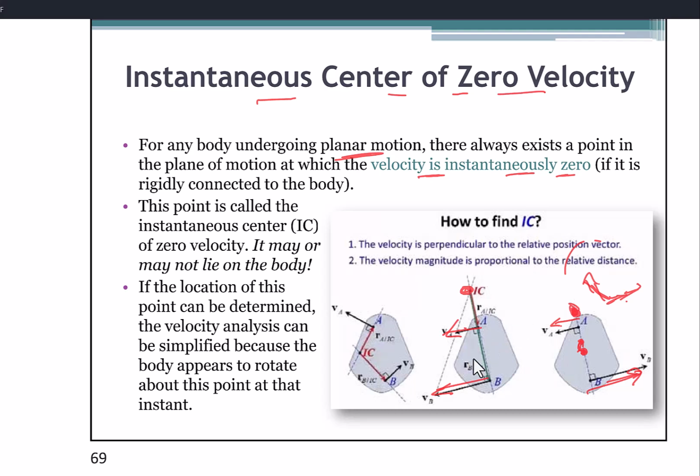Or it could be inside the body but not along perpendicular lines from these. So this is a perpendicular line, this velocity, this perpendicular line to this velocity, they're connected. It might be a different situation. So this goes this way and this is the perpendicular line, and this goes this way, this is the perpendicular line. They meet here and their intersection is the instantaneous center of zero velocity.